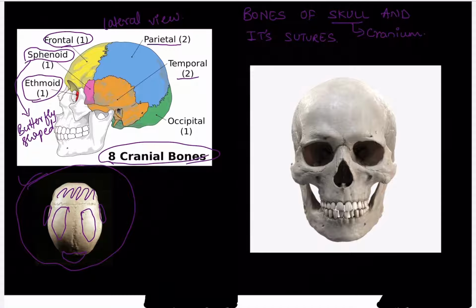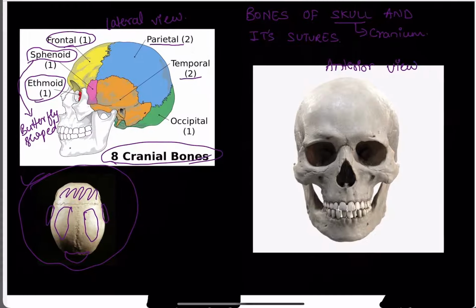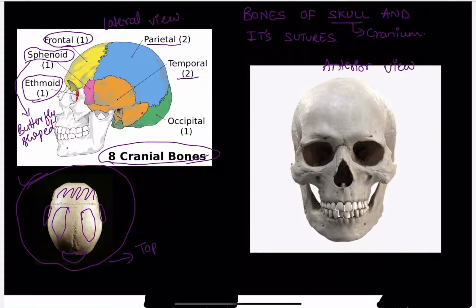Now remaining how many bones? 2 bones, sphenoid and ethmoid. We cannot see them from outside. This is the anterior view of the skull, the front view. Right? Which view was this? This was the top view, or we can also call this what view? Superior view.